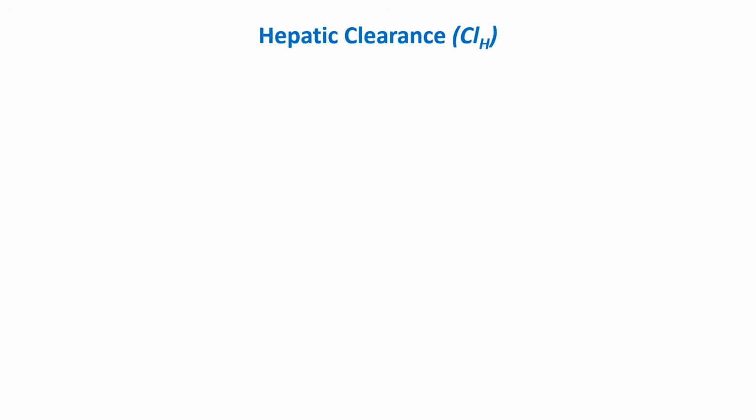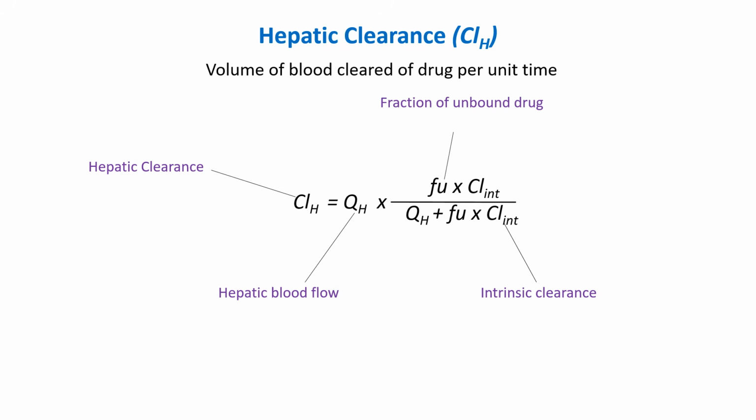As the liver is the main organ involved in drug metabolism, let's look into the pharmacokinetic concept called hepatic clearance. Hepatic clearance is the volume of blood perfusing the liver from which a drug is completely removed per unit time. It is influenced by factors such as liver blood flow, enzyme activity, and drug binding to plasma protein, as illustrated by this formula. Hepatic blood flow is the volume of blood flowing through the liver per unit time.